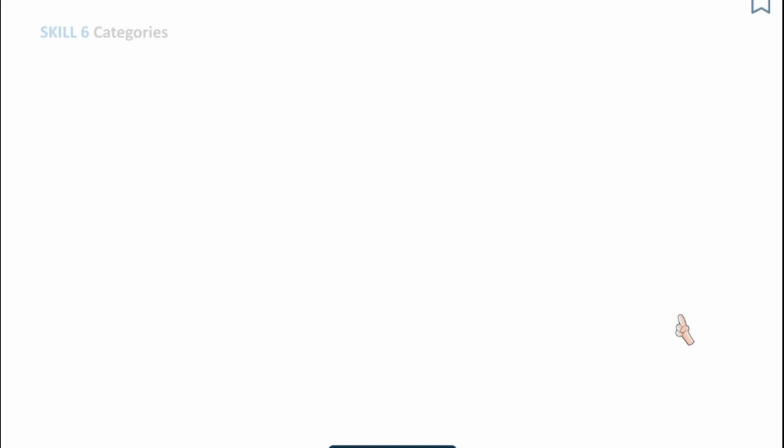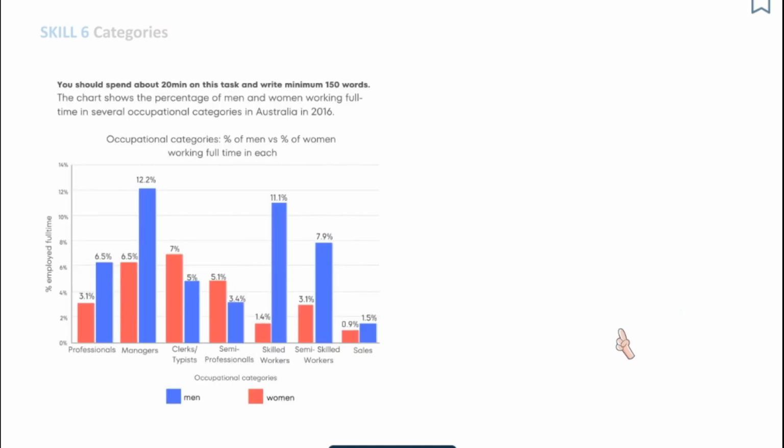Hello and welcome. This is the final lesson in this course, and in this video we will talk about the skill of writing about categories and groups. So sometimes in IELTS you are asked to talk about different categories, surveys, groups, and let me show you an example of a graph like this.